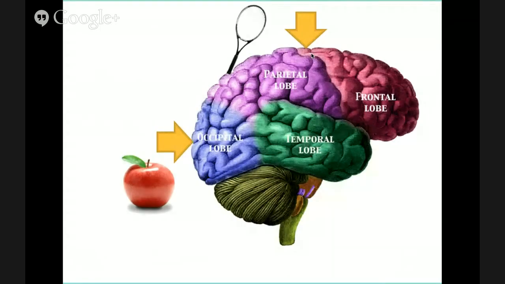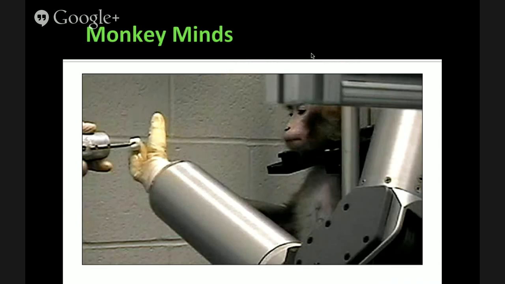Now, what about the apple? Sure enough, if you think about an apple, you're exciting your occipital lobe, your visual cortex lights up. So when you were thinking about that apple, you actually were thinking about an apple. The mind's eye actually uses the same part of the brain. So what's the significance of this? Well, first of all, you can put electrodes into brains and see what happens.